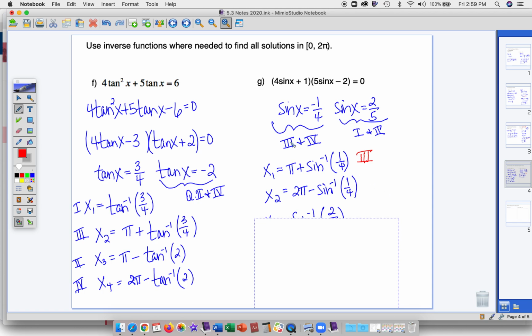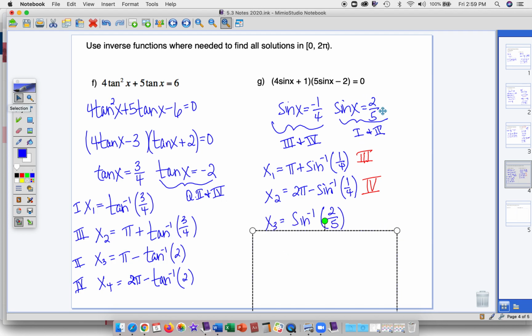Oh, wait a minute. Why did I say 3 and 4? Oh, wait, I'm sorry. This is sine. So, okay, we're good. Yes, sine is negative in 3 and 4. The quadrant 4 answer is 2 pi minus sine inverse of 1/4. For a minute there, I was thinking I was still doing tangent. Sorry about that.